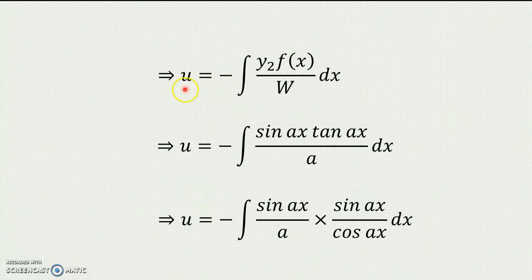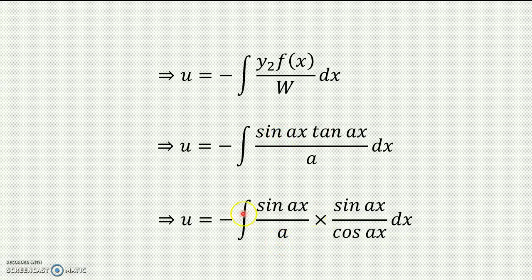So now we have to find the values of u and v. In this slide we find the value of u. u is equal to minus integration of y2 into f of x divided by the Wronskian dx. So we have to put the values of y2, f of x and the Wronskian here and find this integration. We know that tan ax can be written as sine ax upon cos ax, and we write this sine ax upon a as it is.